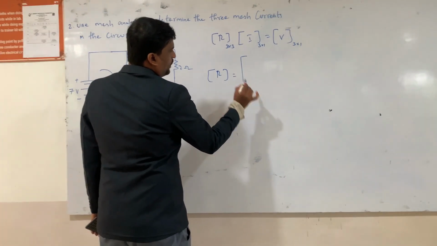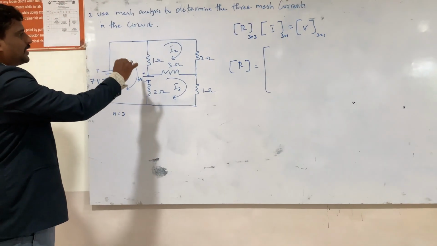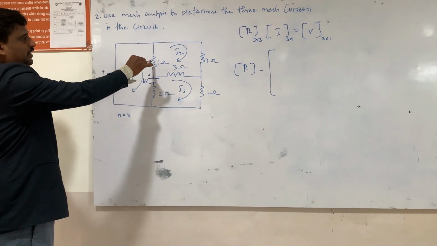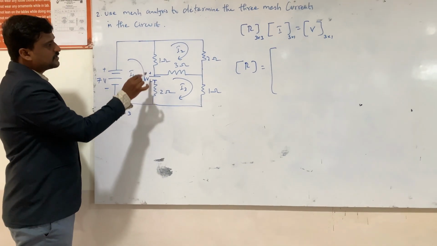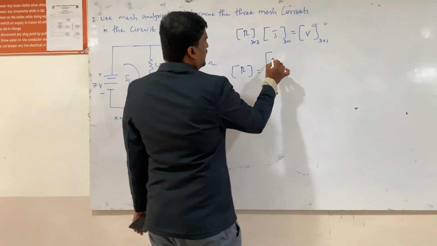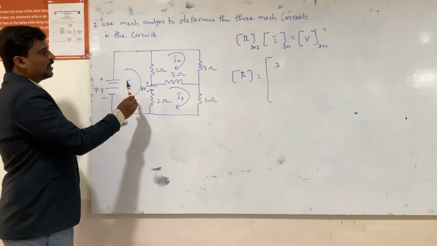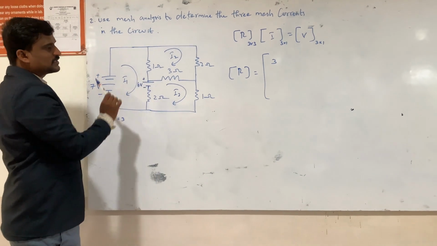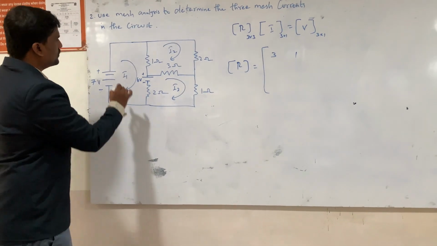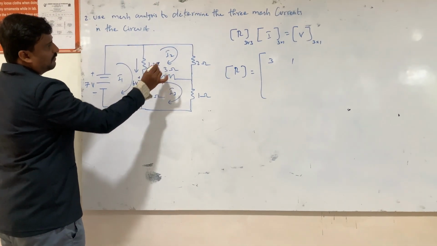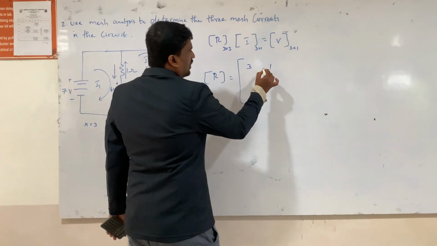First R11. What are the elements connected in loop 1? Here it is 1 and 2. So R11 is the sum of the two resistance values 1 and 2. So here it is 3. Next R12. The common resistance between loop 1 and loop 2 is 1. And for the direction of current, I1 is flowing from upward to down and I2 is from down to up. So they are in opposite directions. So minus.